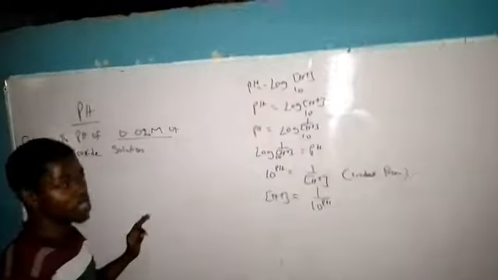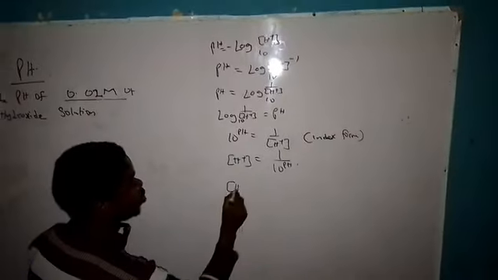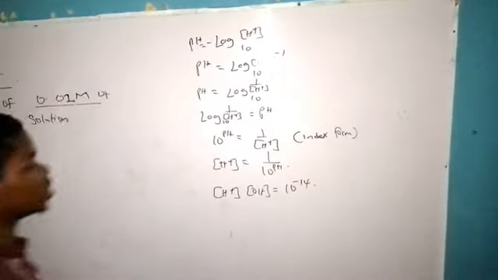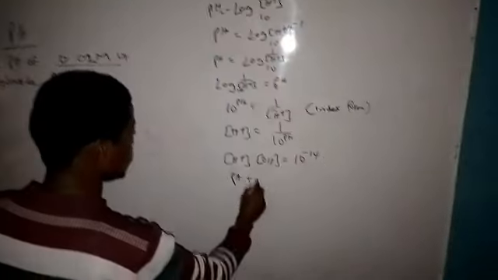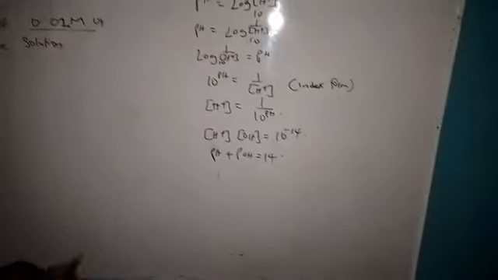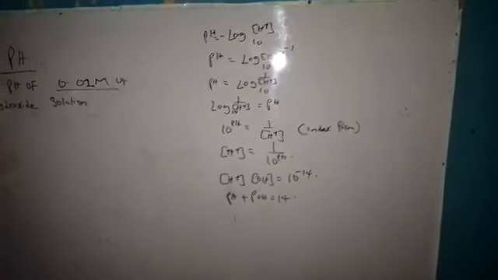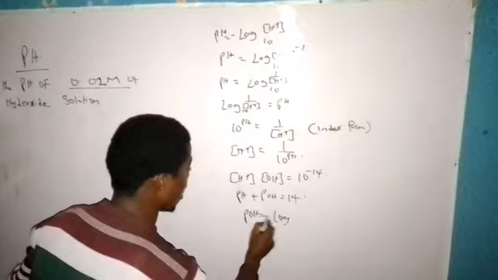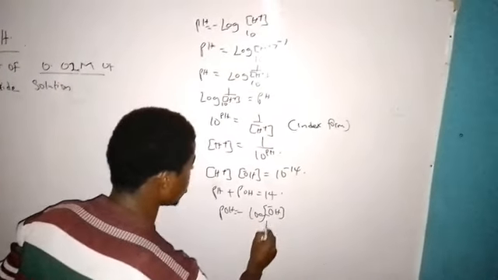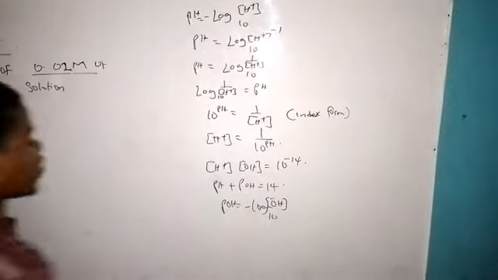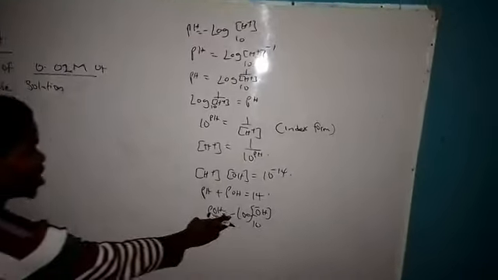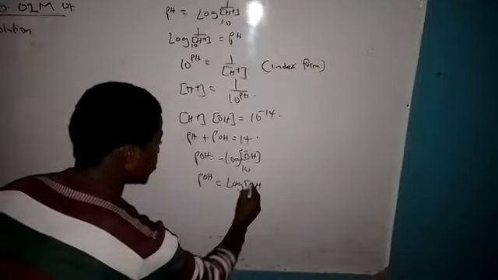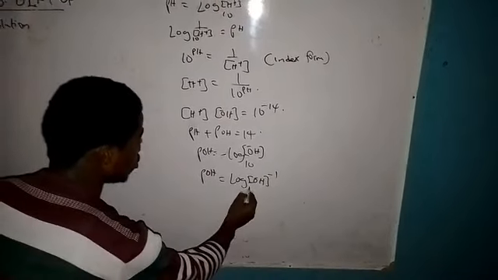anti-log of pH. And please don't forget that the product of hydrogen ion concentration and hydroxide ion concentration gives us 10 raised to power minus 14. It has been proven that pH plus pOH is always equal to 14. So if pH is the negative logarithm of hydrogen ion concentration to base 10, our pOH is the negative logarithm of hydroxide ion concentration to base 10. Once the negative comes here, pOH is equal to logarithm of hydroxide ion concentration raised to power minus 1 to base 10.